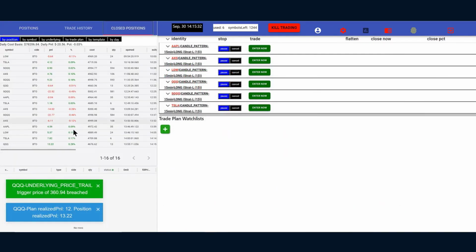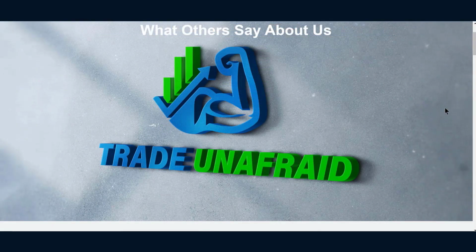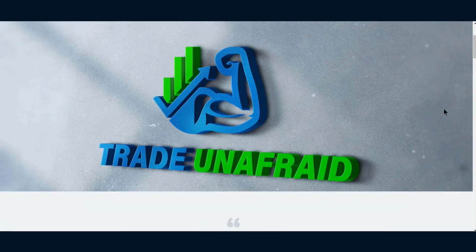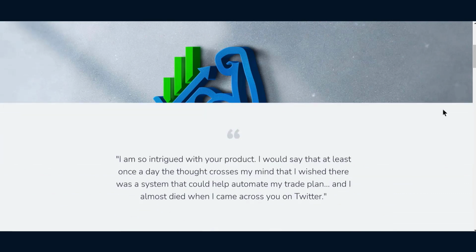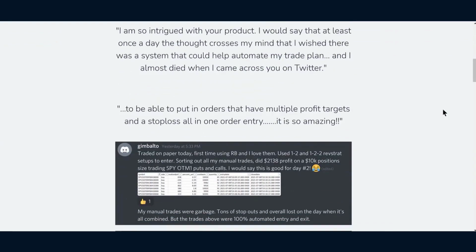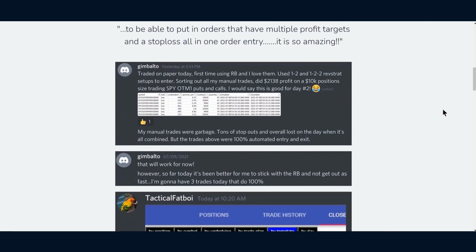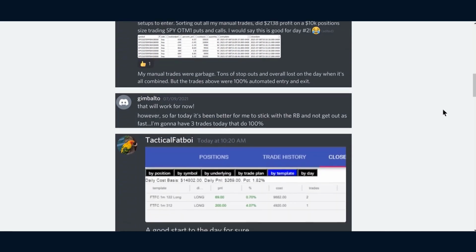We have not talked about the reporting capabilities, which are already good but will be far more sophisticated in the future. We have not talked about the community of amazing Trade Unafraid traders who share ideas, share trade plans, and provide ideas for new features that we build into Trade Unafraid. As a subscriber, you are invited to join our Discord community and benefit from the professional positive community of great traders using Trade Unafraid. We have not talked about the Trade Unafraid team.